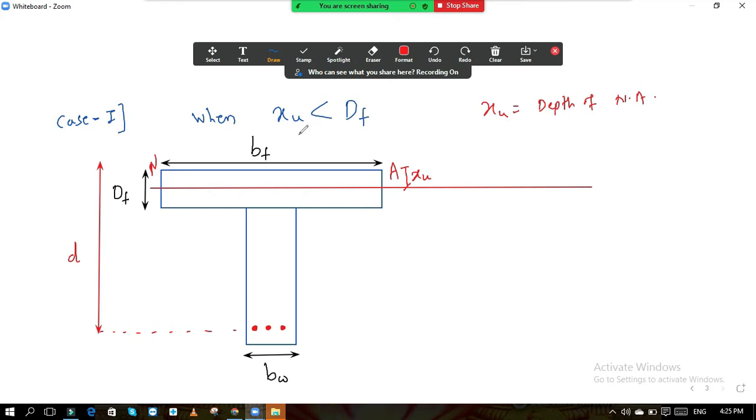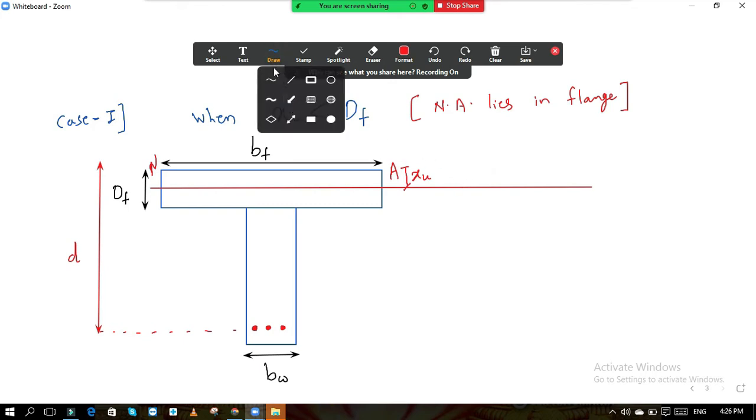In words, if you want to interpret this, it tells you that your neutral axis is lying in the flange. The meaning of this is neutral axis lies in flange. Okay, so this beam will act the same as a singly reinforced section. Okay, whatever we have taught in the last unit, third unit, this beam will act as a singly reinforced section.